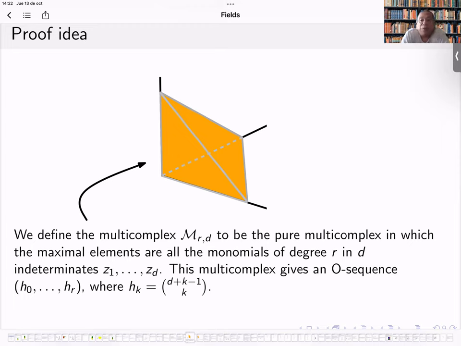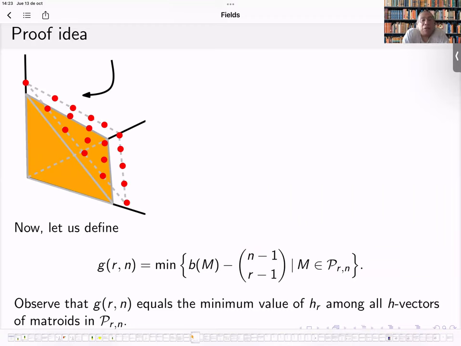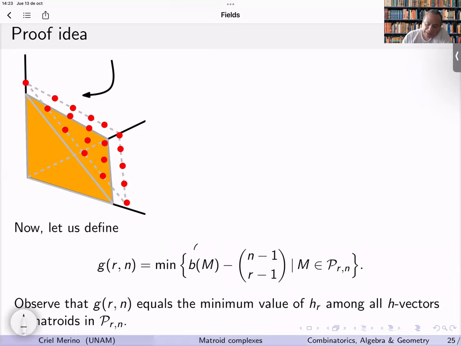It's the pure multicomplex in which you have as maximal elements all the monomials of degree r in d variables. So this multicomplex will realize this O sequence, that is the one of the binomial coefficients, so that you cannot move from there. Now we define g(r,n) to be the minimum of this difference, the number of bases minus this binomial coefficient. That's essentially the last term of the h-vector in a paving matroid. So we do this for all the paving matroids of rank r and n elements.